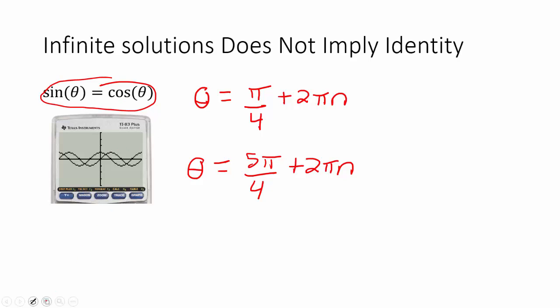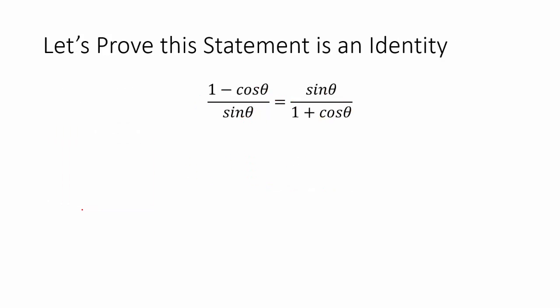So I just wanted to point that out because some people get confused and start thinking, when you talk about identities, that any equation that has an infinite number of solutions is an identity. But that's definitely not the case, and this sine of theta equals cosine of theta is a good equation to demonstrate that. So now let's look at a classic example that comes up in a lot of texts.